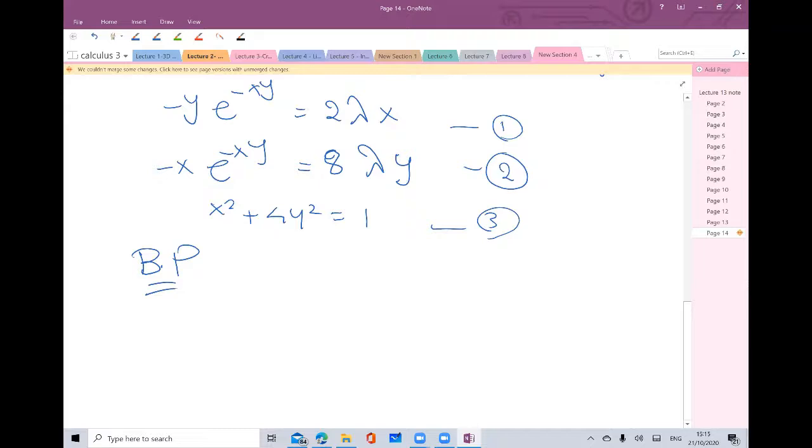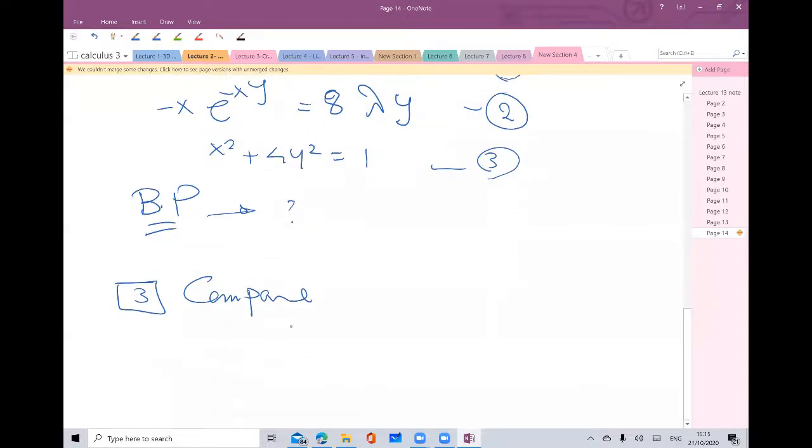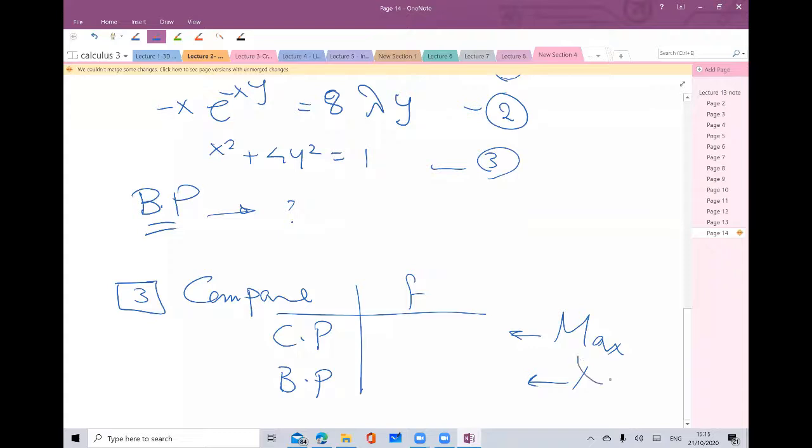Now our time is finished, I think. What are the points here? Check it for the last lecture, and you're going to get your boundary points. Last step, you're going to compare all values: the value of the function at the critical point with the values at the boundary points. The largest will be my maximum, and the smallest will be my minimum.